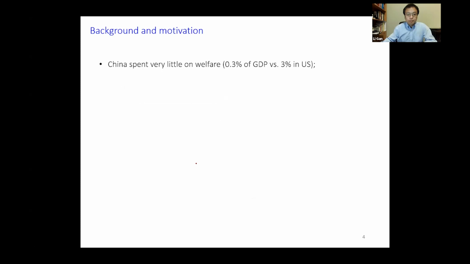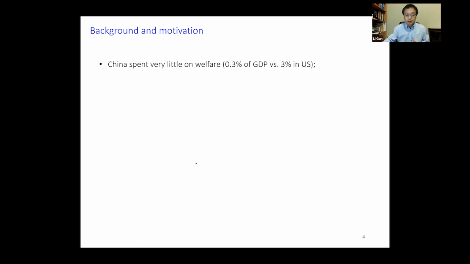So a little bit of background, for those who don't know China that well, China actually spends very, very little on social welfare. In the comparable data, this is cash transfer excluding Social Security, excluding medical insurance spending, China spent only about 0.3% of GDP versus the US at 3% of GDP in social transfers, in particular cash transfers.